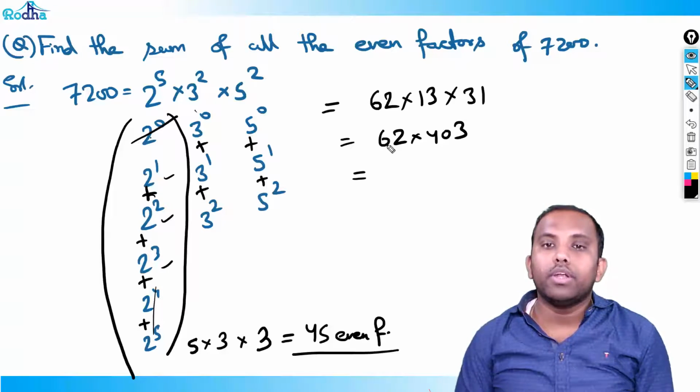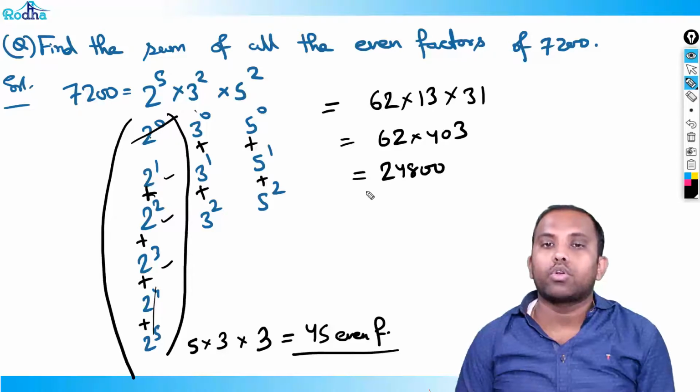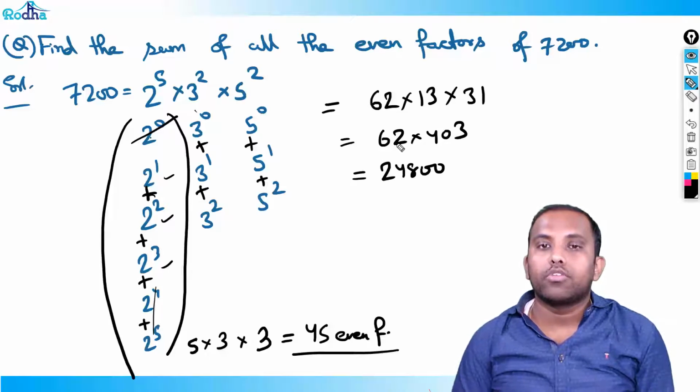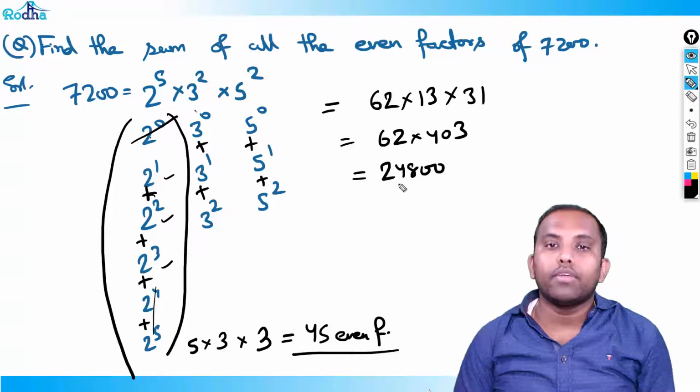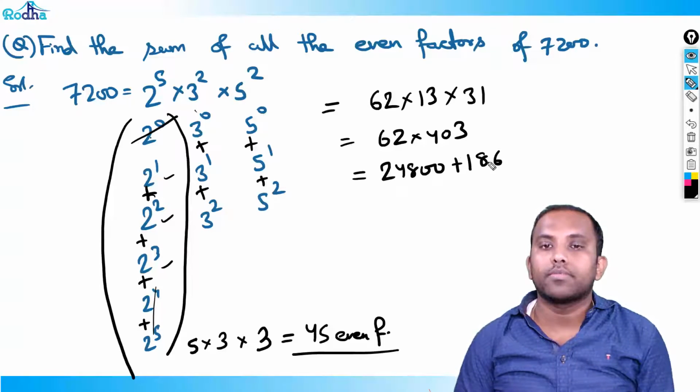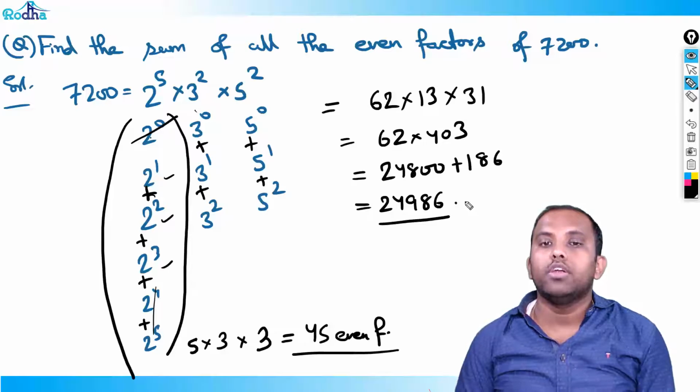Now, 62 into 400 is what? 62 into 4 is 248, into 100, so 24,800. Plus 62 into 3, that is 186. What is the answer? 24,986. Always do calculations mentally.